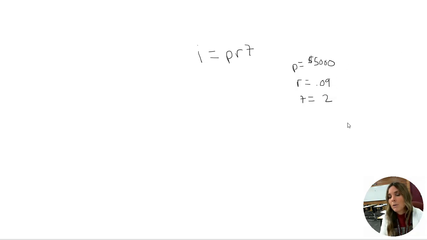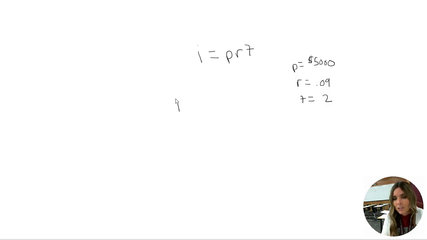Okay, this time it wants to know the balance in the account after 2 years, and the formula we're going to use is interest is equal to principal times rate times time. And if he leaves $5,000, that's our principal. So our P is going to be 5,000. If he leaves that amount of money in the bank for 2 years and he doesn't take it out, and the rate that he is earning is 9%, which is 0.09, and the time is 2 years.